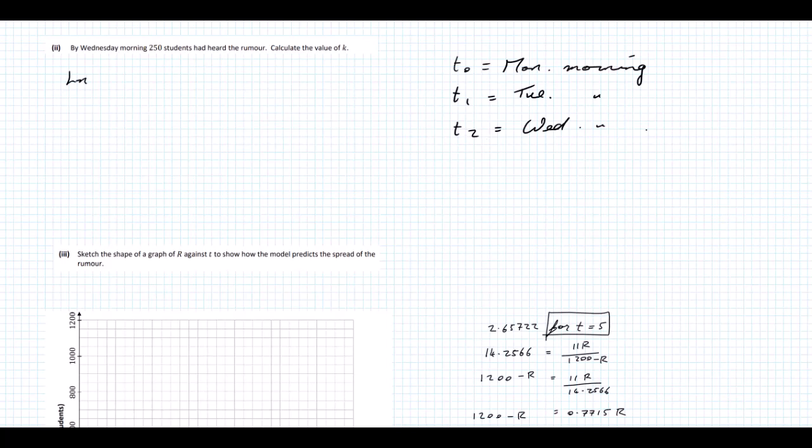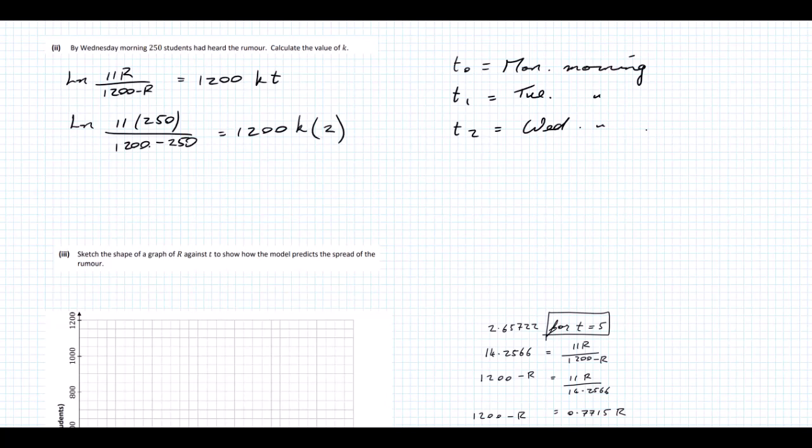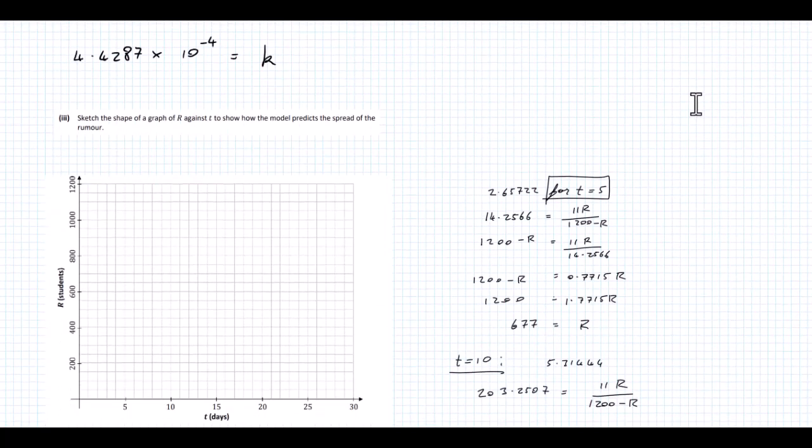Remember, our formula from the previous question is log 11R over 1200 minus R, and that's equal to 1200 kt. So we have log 11 times 250 divided by 1200 minus 250. And that's 1200 times k and times 2. So look, you just do a little bit of manipulation there and you'll find that k is 4.4287 by 10 to the power minus 4. And that's really it for that part of the question. Let's have a look at the next part then.